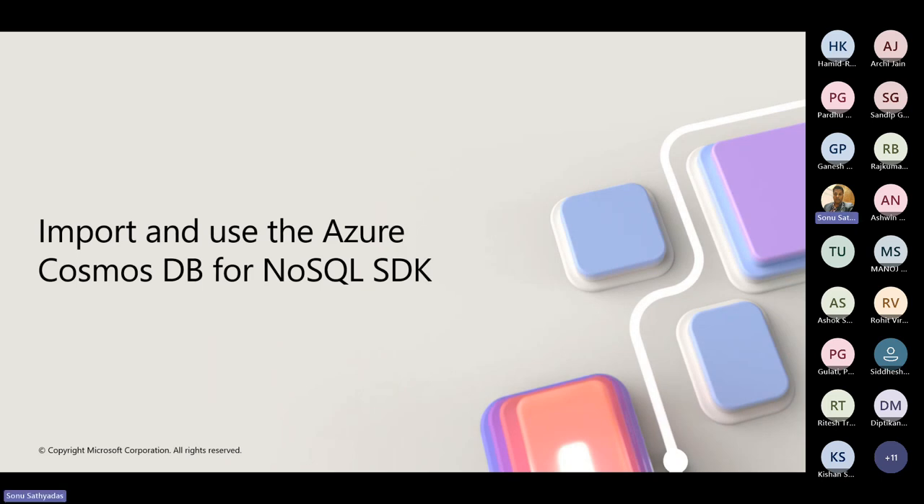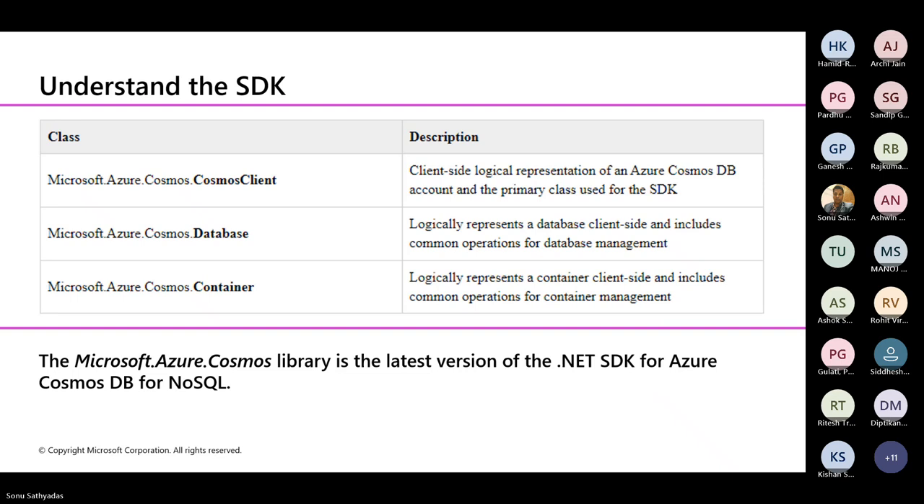Here we will understand how to import and use the Azure Cosmos DB for NoSQL SDK. First of all, we need to understand the different packages and classes we will be using to build applications that connect with Cosmos DB. First, there is the Cosmos client. The Cosmos client class is part of the Microsoft.Azure.Cosmos namespace, and it is used to establish a connection with your Cosmos DB account. You will specify connection parameters like a connection string, or the authentication key and endpoint, to connect to the Cosmos DB account.